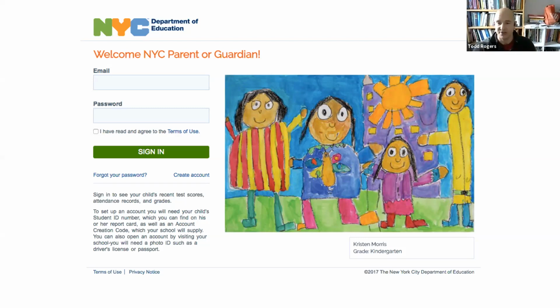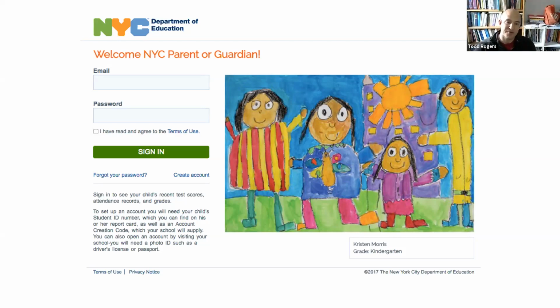The second one is simplification. For every district on here, if we were in person, I would ask you to raise your hand if you have a parent portal where parents can log in and get access to LMS information. Everyone would raise their hand. And then I'd ask you to keep your hand raised if the majority of parents use it on a regular basis, and no one would keep their hand up.